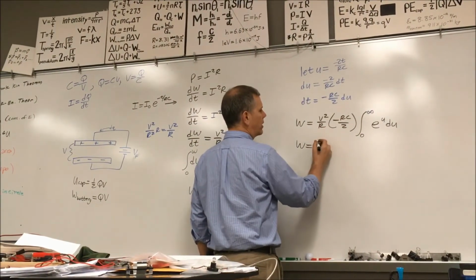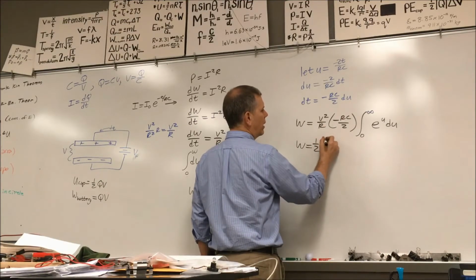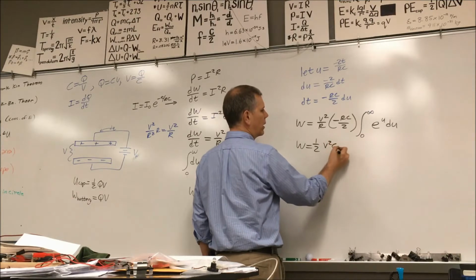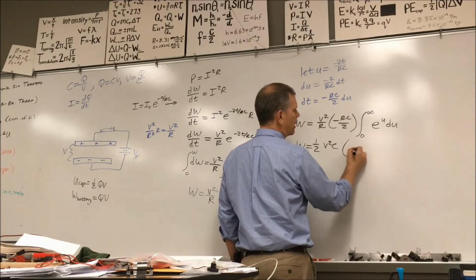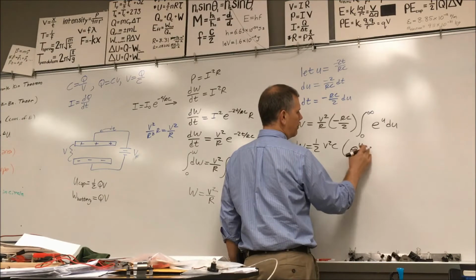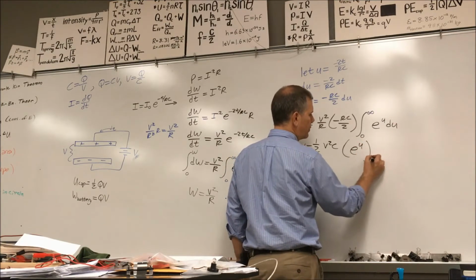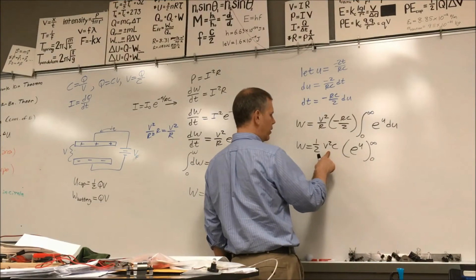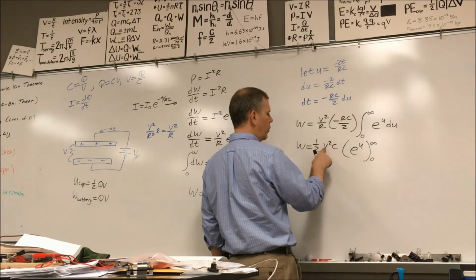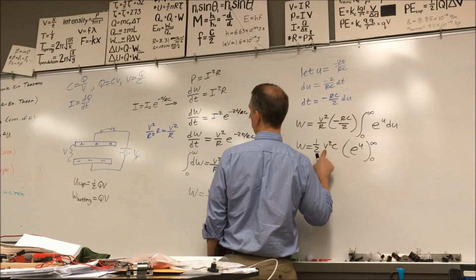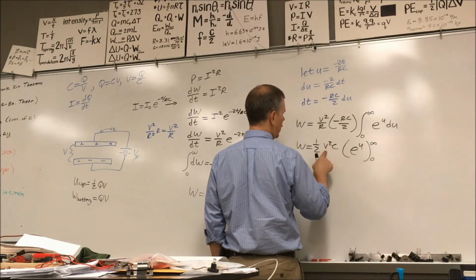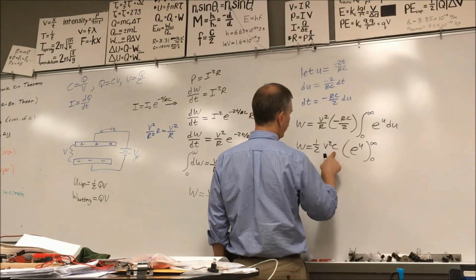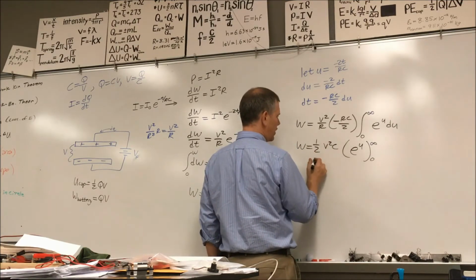So let's do some of this in here too. W equals, one of the R's cancels, so we get 1/2 V squared C. Is that right? Yeah. Okay. Times e to the u, going from 0 to infinity. This right here, what does V equal? Q over C, right? No, that's not what I want. C equals Q over V. So I'll do that later. That's not such a big deal.